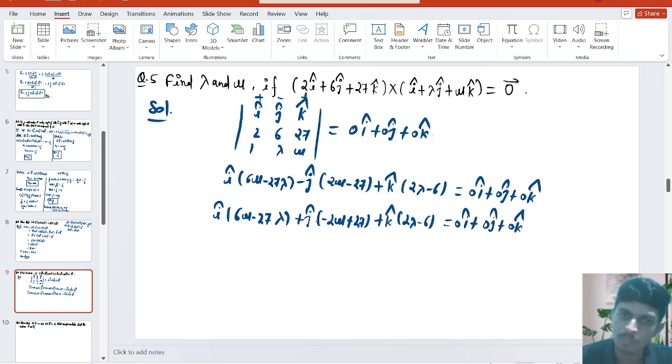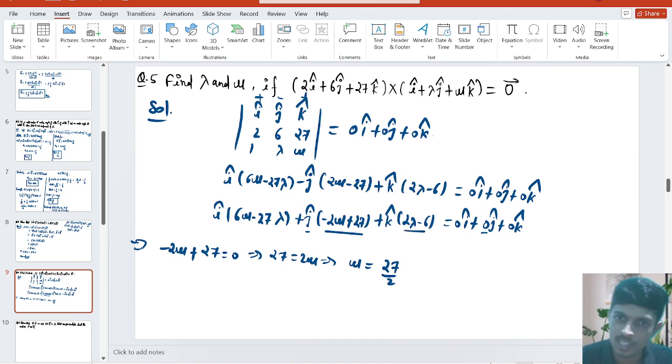Okay, so simplifying from this, both vectors are equal vectors, so their components are also equal. Taking this and this, 0 j cap here and j cap here, so the coefficient of j cap here is 0, here it is minus 2μ plus 27. So this implies minus 2μ plus 27 equal to 0. You get 27 is equal to 2 times μ, and μ is equal to 27 by 2.